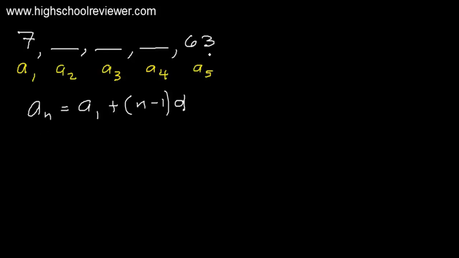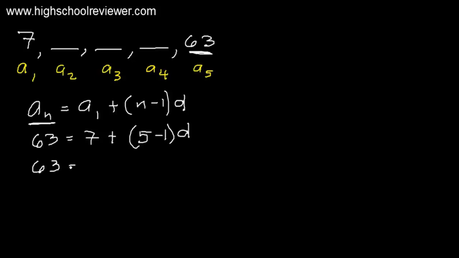Now, since 63 is given, we will use it for our a sub n. Since 63 is the 5th term, our a sub n here will be the value of a sub 5. So 63 equals a sub 1, which is positive 7, plus n minus 1 multiplied by d, where n is 5.